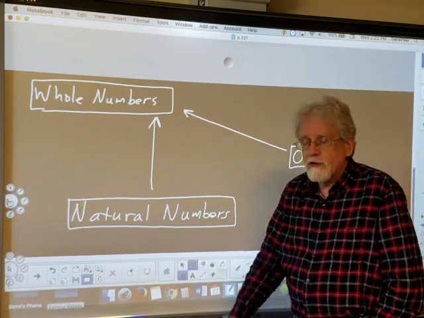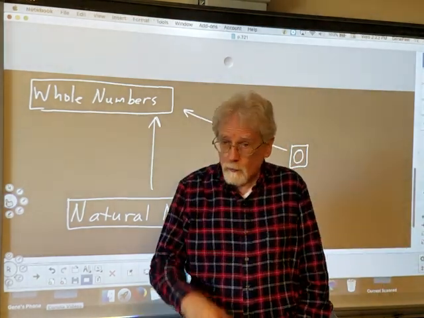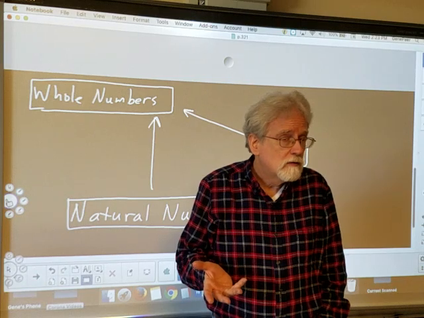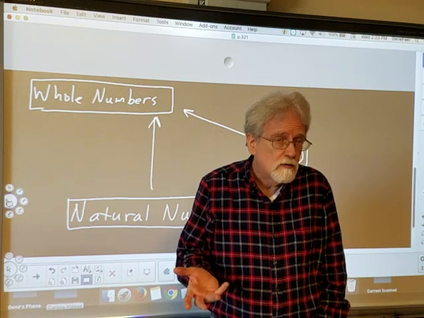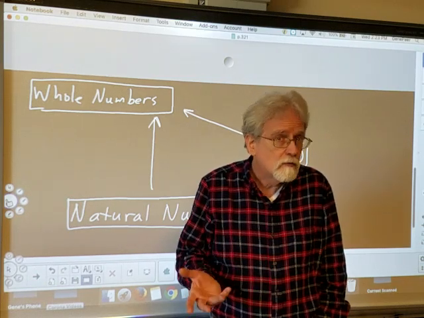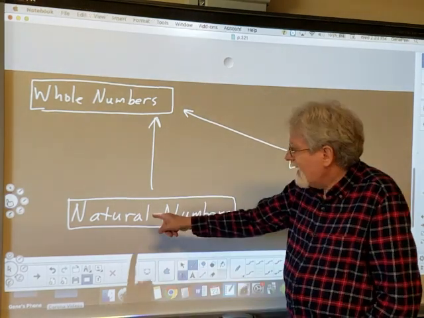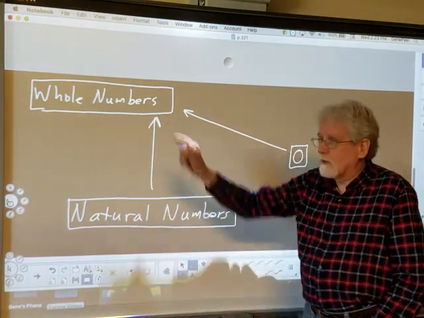So 0 is whole. Notice 1/2 is not whole. That's a fraction. It's not a whole number. Negative 3 is not whole. The natural numbers plus 0 make the whole numbers.